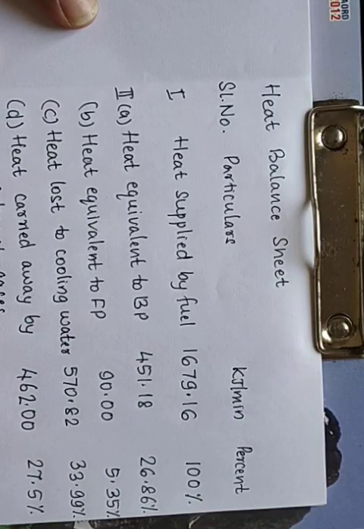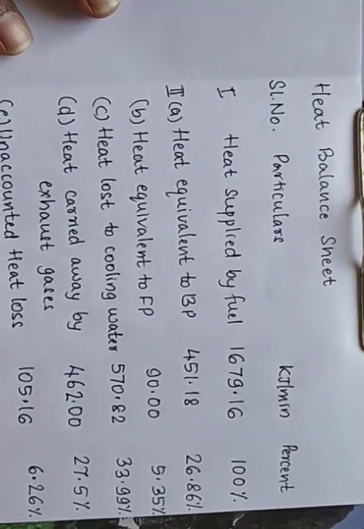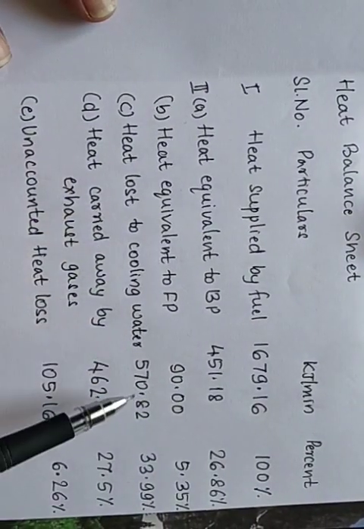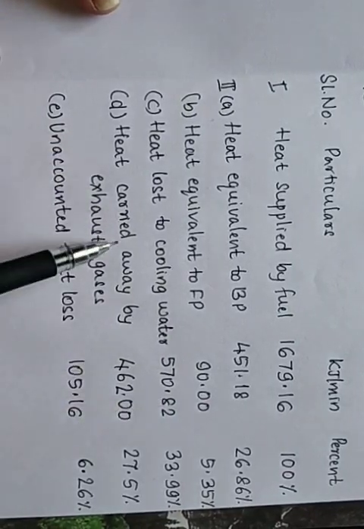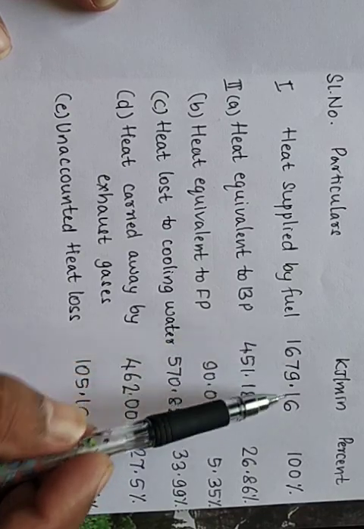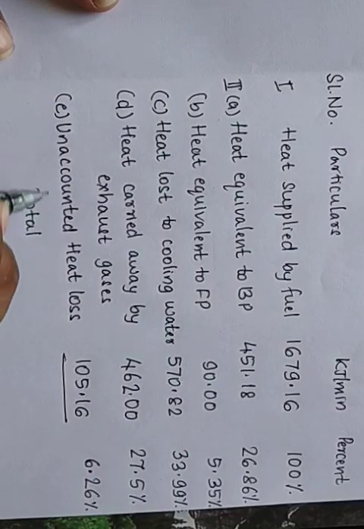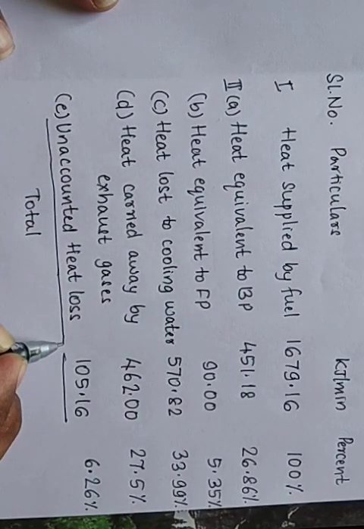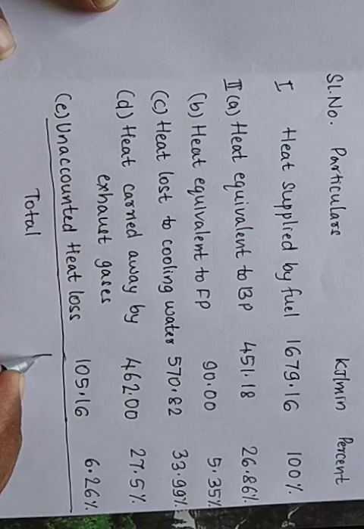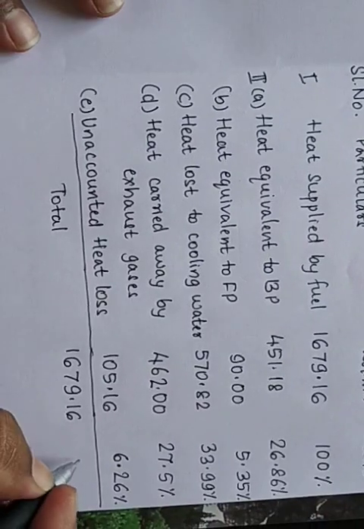This unaccounted heat loss is 105.66. It is 6.26%. So when you add heat equivalent to BP, then heat equivalent to FP, then heat loss to cooling water, then heat carried away by exhaust gas, and unaccounted heat loss, it should be equal to heat supplied. So I can write this as total. This total will be equal to the heat supplied, that is 1679.16, that is 100%.